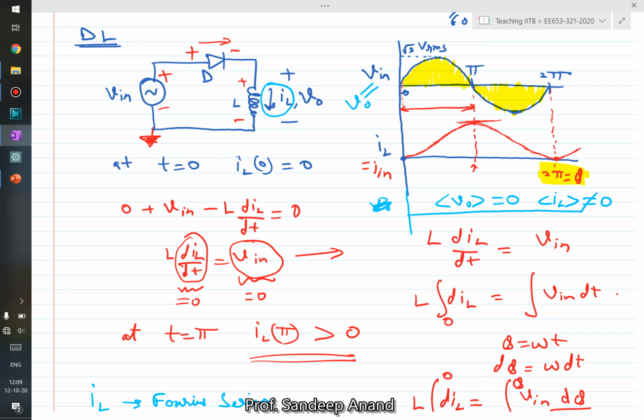Let's define some parameters. Let's say the instant when the conduction of the diode starts, I call it alpha. The instant when the conduction of the diode stops, I call it beta. And the duration for which the diode conducts, let's call it gamma, which is beta minus alpha. In this case, gamma is equal to beta, which is equal to 2 pi, and alpha is equal to 0. This is one of the simplest rectifier circuits.